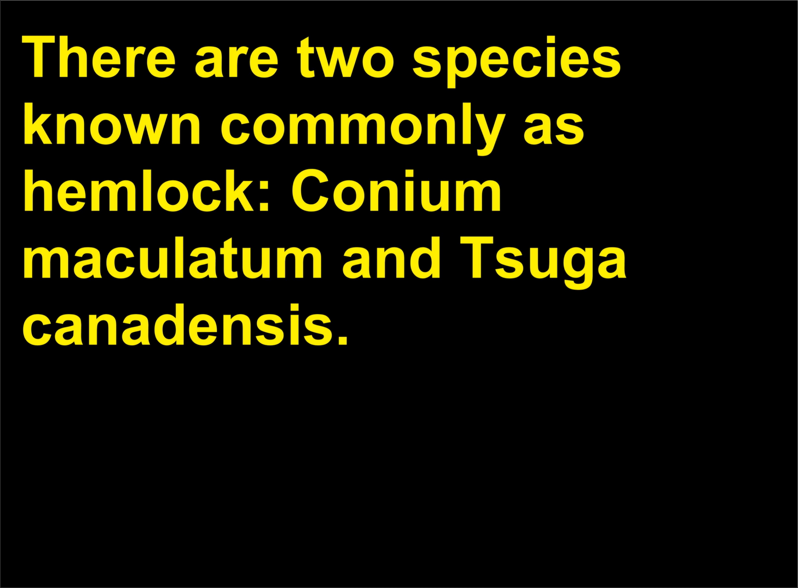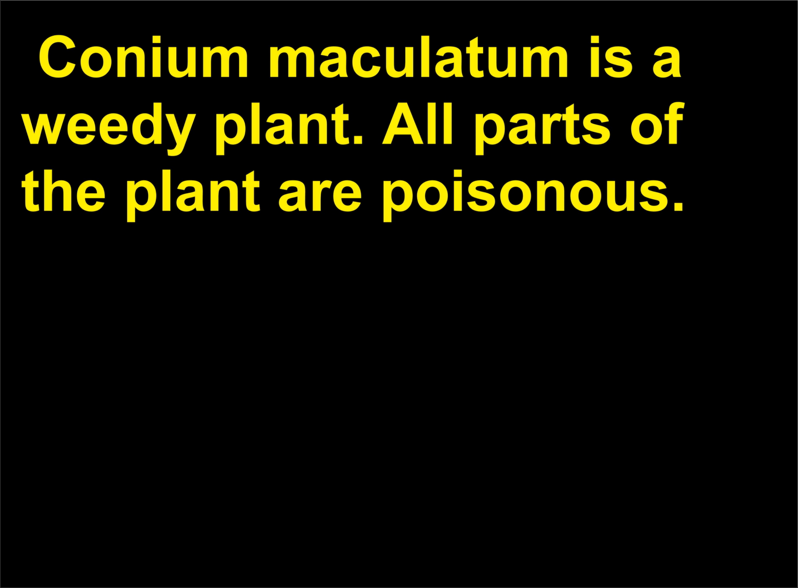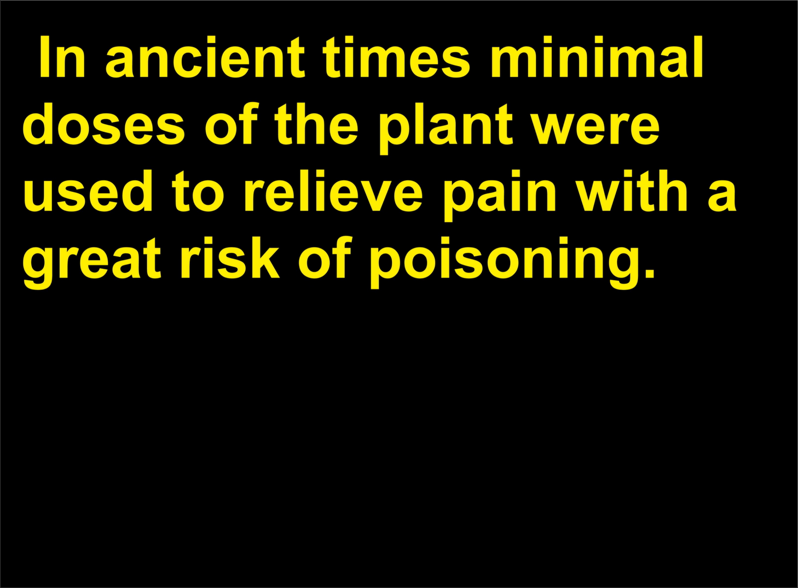Is hemlock poisonous? There are two species known commonly as hemlock, Conium maculatum and Tsuga canadensis. Conium maculatum is a weedy plant. All parts of the plant are poisonous. In ancient times, minimal doses of the plant were used to relieve pain with a great risk of poisoning.